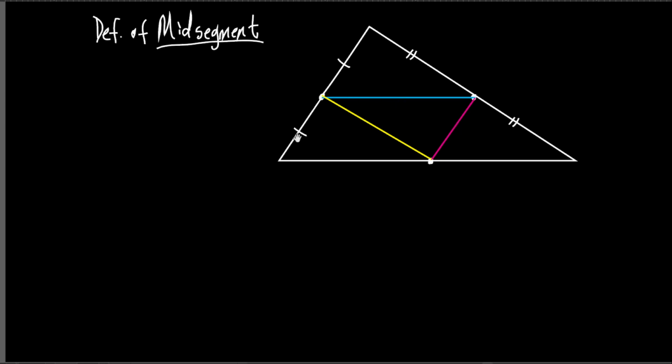midsegment, let me change this color to white. We have a theorem about the midsegment. And guess what they name this theorem? Yeah, pretty good, okay? That's close. It's the triangle midsegment theorem, okay? It's the triangle midsegment theorem.